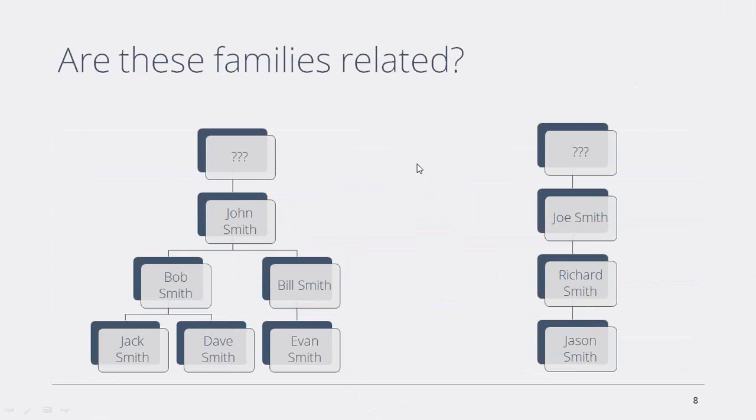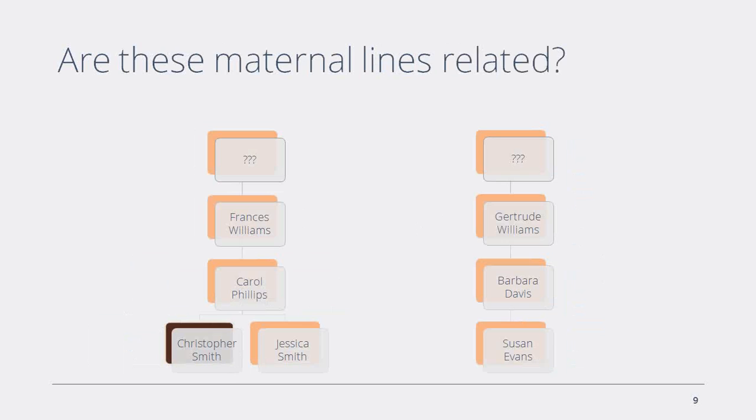Then let's say we have a scenario where we have two different Smith families, two different Smith lines, and we want to know whether they're related to each other. We don't know the father of John Smith and Joe Smith in this particular scenario. So can DNA testing tell us whether these two Smith families actually are the same Smith family? And yes, it can. Now, that's the paternal side. Well, what about the maternal side?